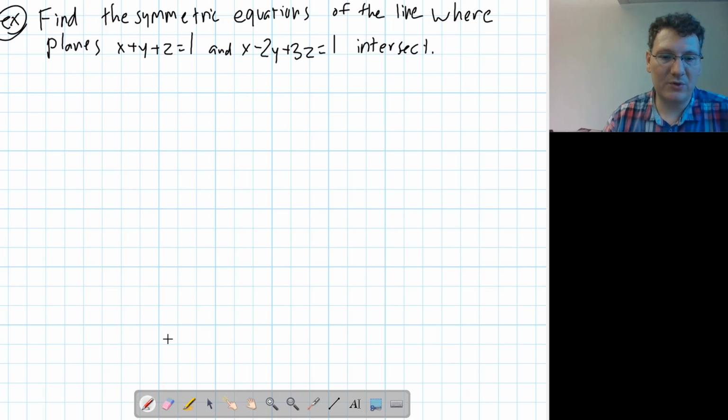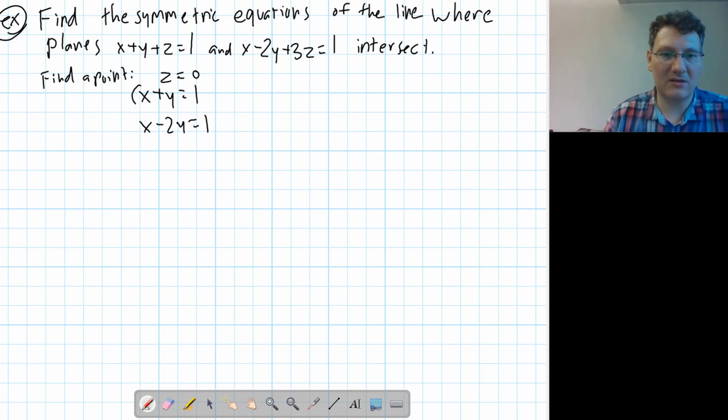So now if we were to try to find the equation for the line where the two planes intersect, this is basically what we do. First we need to find a point, and we can just set any coordinate equal to 0. Let's set z equals 0. x plus y equals 1, and x minus 2y equals 1. We're going to try to solve these two equations and get our point.